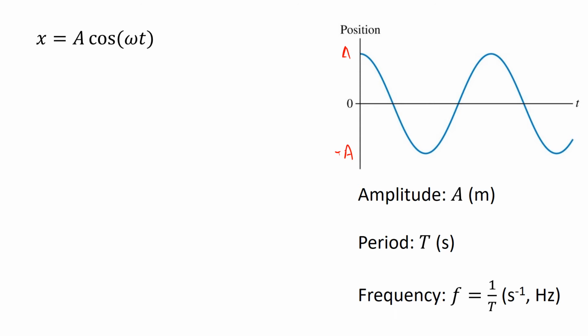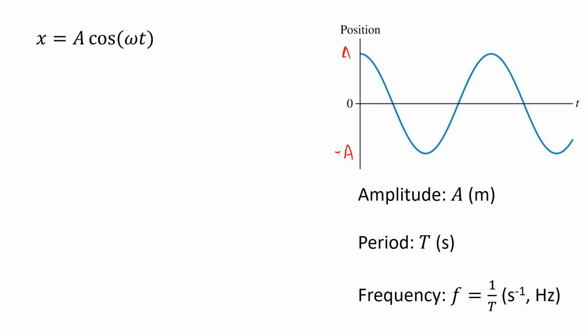Before we know anything else, we can see that this kind of makes sense. Cos of anything is always going to be between -1 and 1. So A cos something is always guaranteed to be between negative A and A. As t increases, the argument of our cos function is going to increase, and so we'd expect some sort of oscillatory behavior, which is what we're getting here.